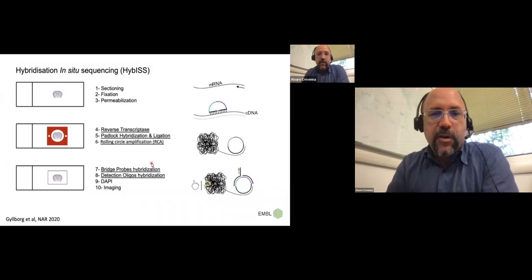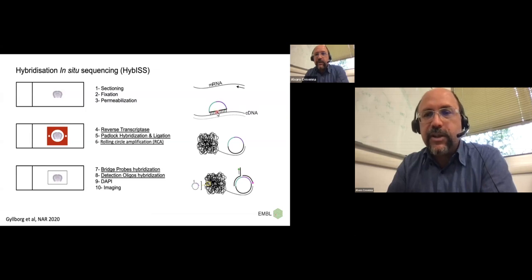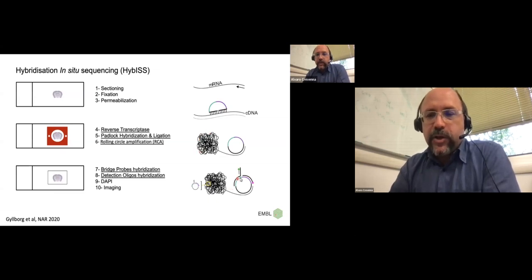All right. So how does the experiment go? Well, obviously, you section, you fix, and you permeabilize. In this case, if you do reverse transcription, you essentially produce a cDNA. Then we will add the padlocks here. Essentially, this binding region is split in half to provide specificity. Then you use a ligation to close the circle, and then you use a polymerase to generate a rolling circle product. Once this is done, you add the bridge probes, then the detection oligos, then you can add DAPI, and then you take that for imaging.